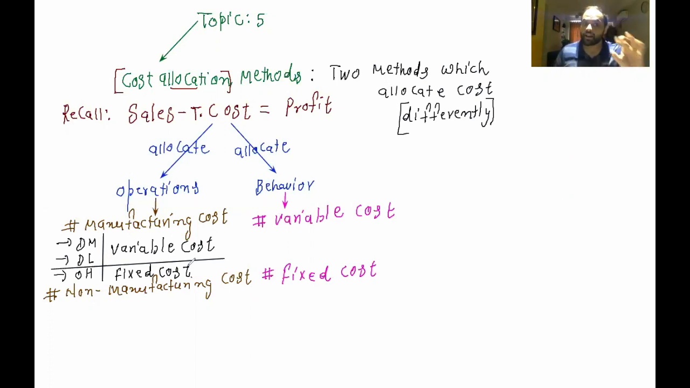So the idea is that manufacturing cost is divided into further two parts, which are variable cost and fixed cost. All right.